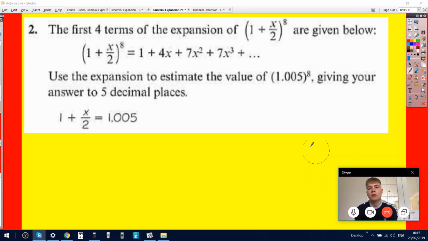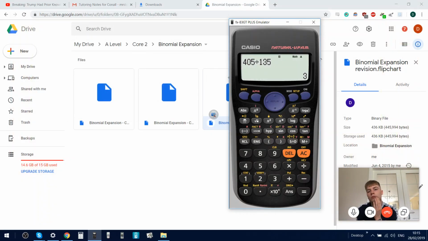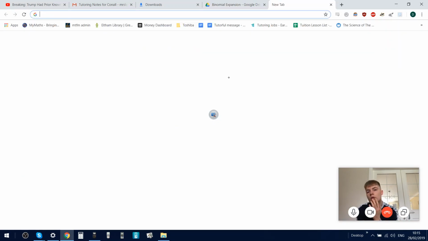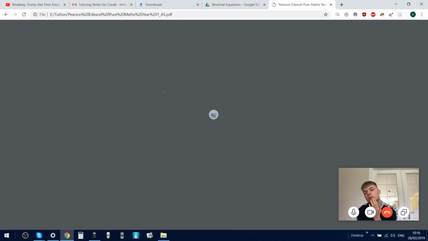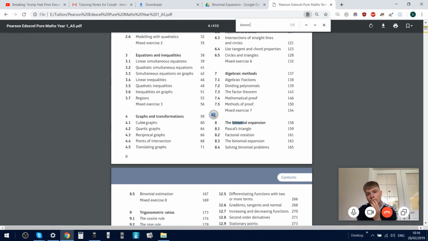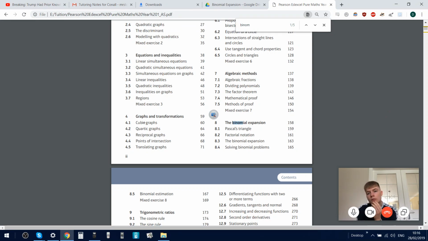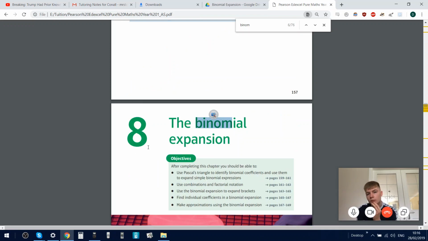And let's just take a look at this one. The first 4 terms are given below. Estimate this. So I think that's exactly the one we previously did, or very similar. Okay, so I just want to look in the book, binomial expansion.